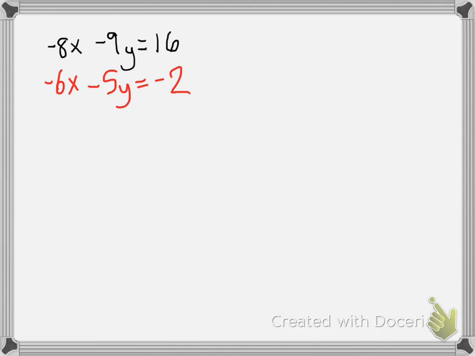So when you're looking at these, I can look at the x's and say, okay, 6 and 8, they don't even match. I can't multiply 6 by something to get an 8, by a whole number anyway. I can't multiply an 8 by something to get a 6. So I go to my y's. Nope, can't do that either. 5 times nothing makes 9 if I'm looking at whole numbers, and vice versa. So when that happens, you just pick one.